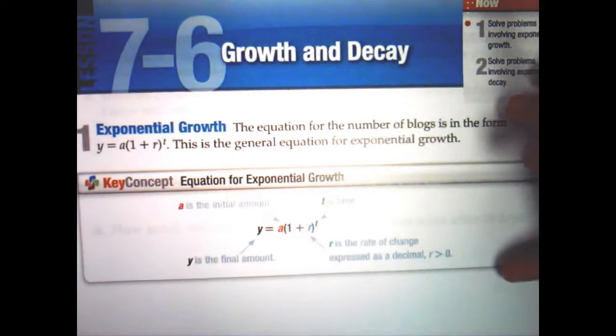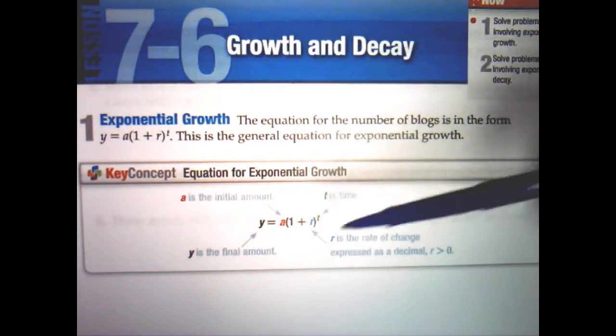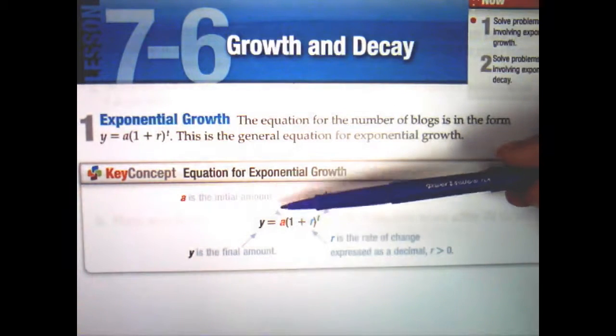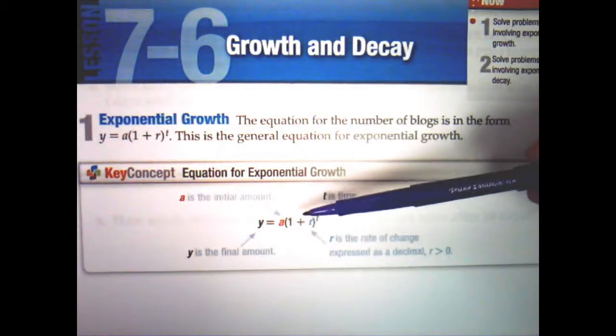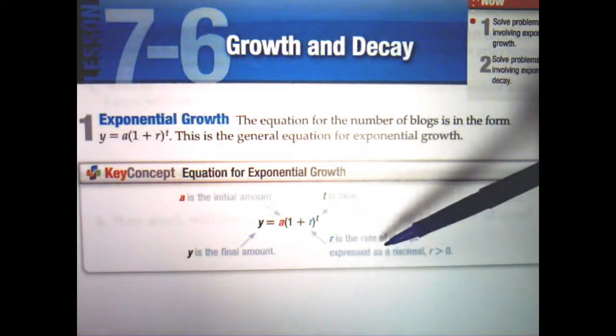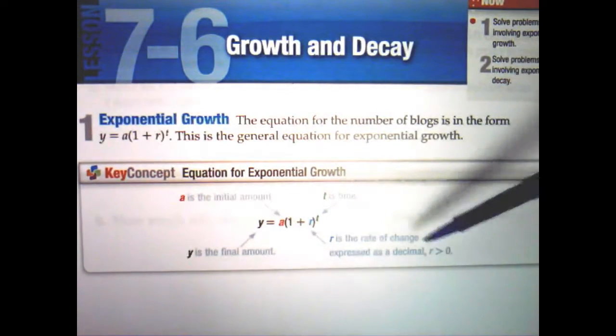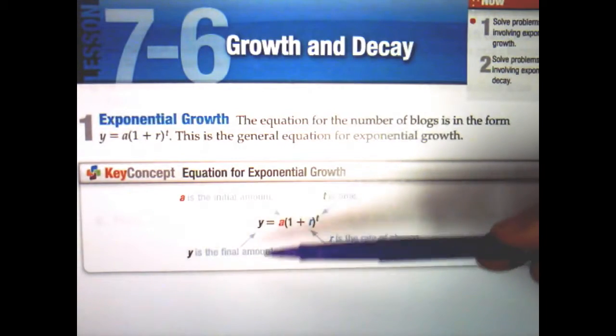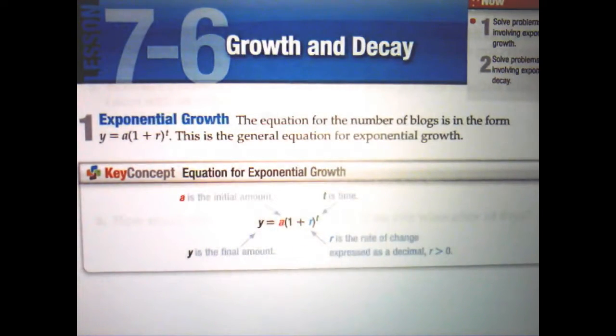So we'll start with growth. So obviously if something's growing, it is getting bigger. So here's our general equation for exponential growth. We have y is equal to a times the quantity of 1 plus r, all raised to the t. Okay? In this case, a is our initial amount, 1 is a constant, r is our rate expressed as a decimal, okay, and t would be time. And also y represents our final amount, okay, or where we end up.